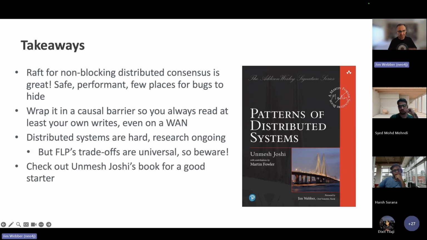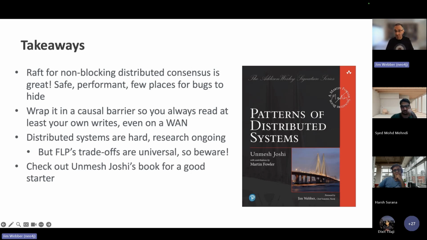Zooming out, distributed systems are hard, and the research into them is ongoing. But one thing I would bring to your attention when you're building these systems, you're crafting these systems, is that the FLP work shows there are trade-offs, and those trade-offs are universal. In the pathological case, you'll always be forced to choose between correctness and unavailability.